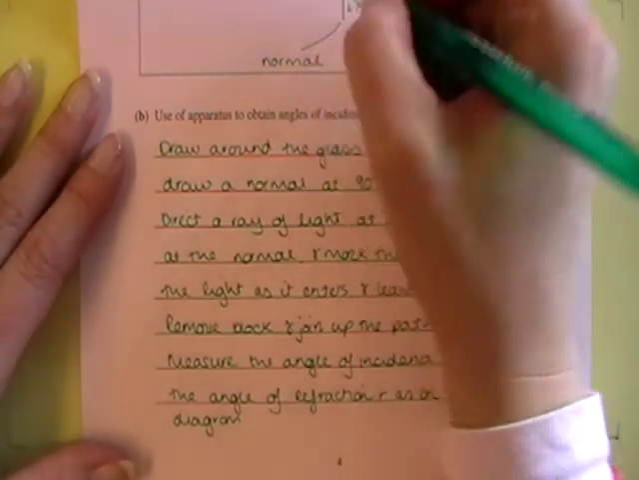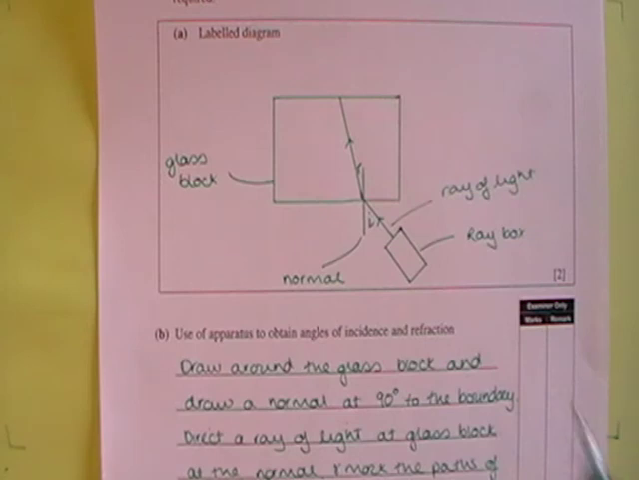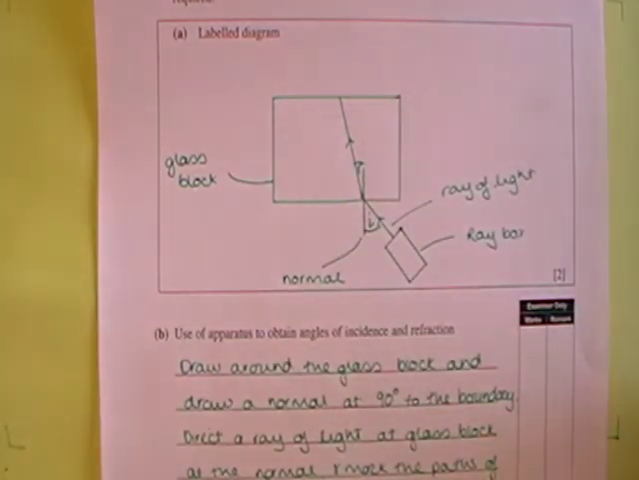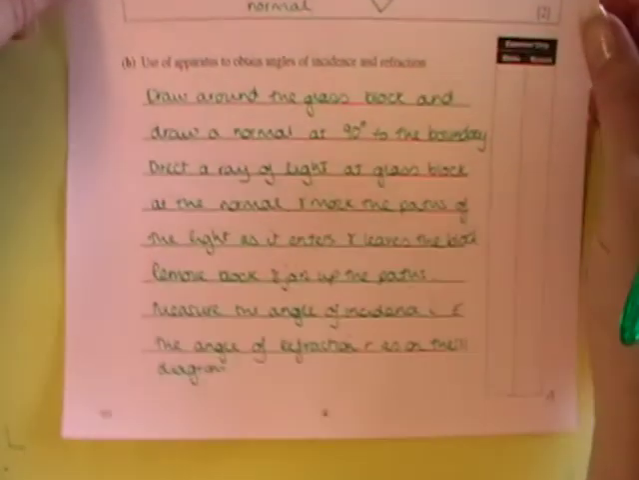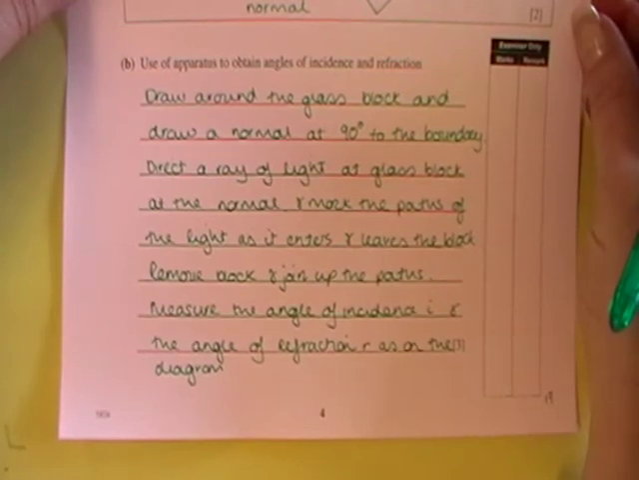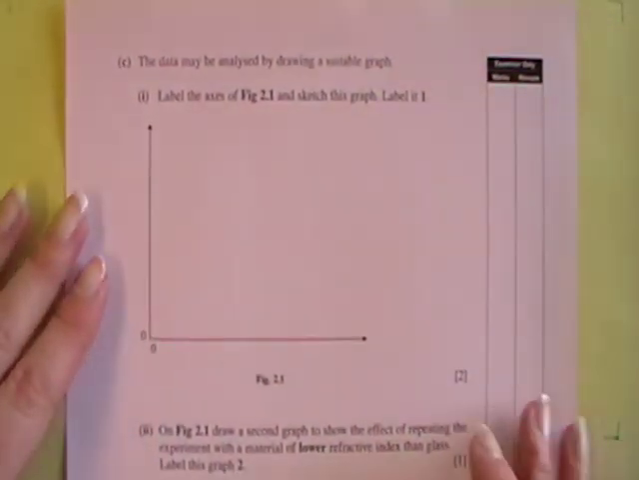So we can mark I and R in here, which is in your diagram. If you show the angle of incidence and the angle of refraction, it makes it so much easier in your description. You could then, if you wish, say about repeating the experiment at a range of different angles of incidence to ensure reliability of your results. So that was A and B, all about Snell's law.